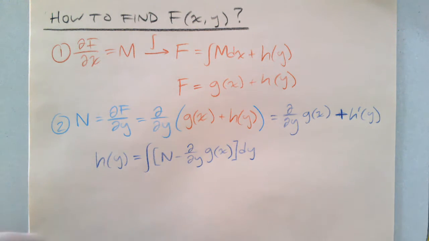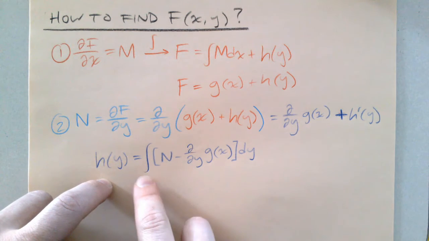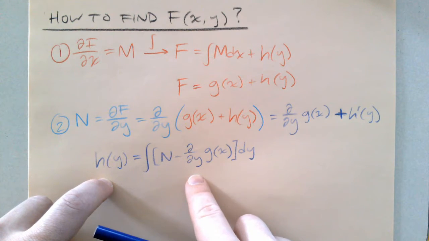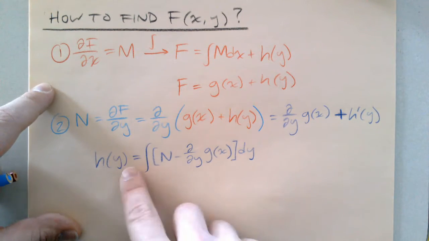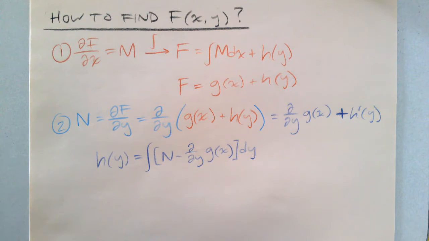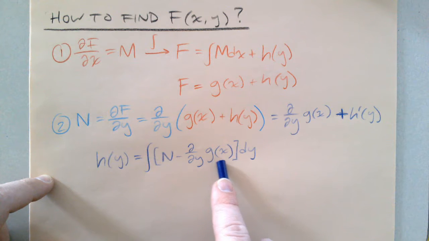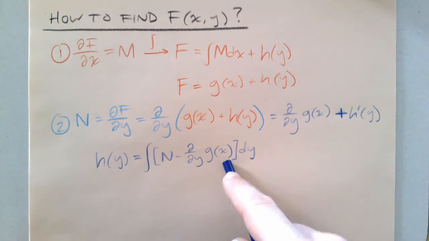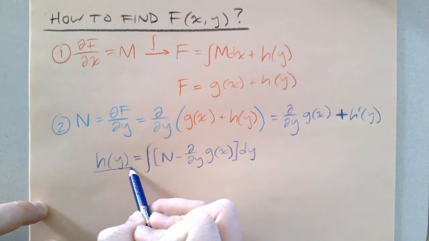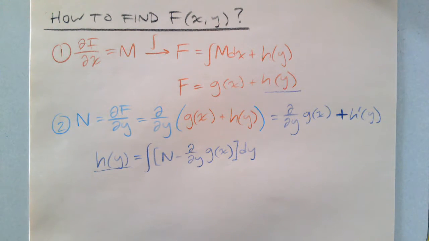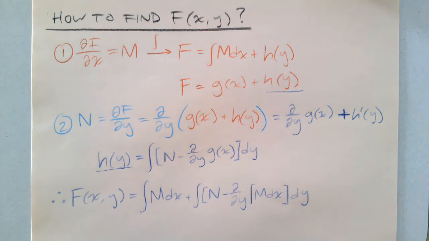So here we can see we have h of y, and that ends up being the integral of our function n minus partial with respect to y of our g of x, all of that integrated with respect to y. And we can plug this in even further, and remembering that our g of x is our integral of m dx, we can combine this equation here with what we wrote up here for a function of f. So here we have all of that written out.